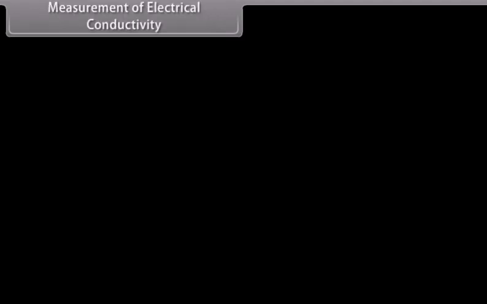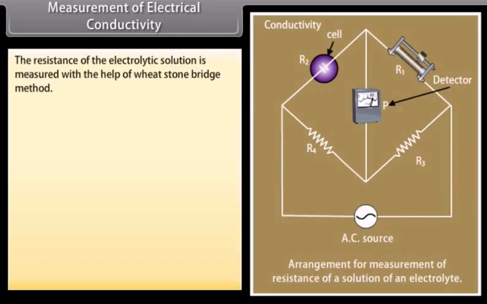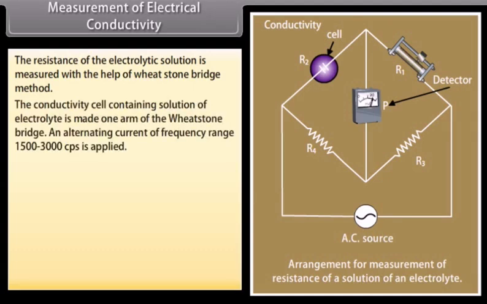Measurement of electrical conductivity. The resistance of the electrolytic solution is measured with the help of the Wheatstone bridge method. The conductivity cell containing the solution of electrolyte is made one arm of the Wheatstone bridge. An alternating current of frequency range 1500 to 3000 cycles per second is applied. Direct current is not used here because it causes electrolysis and results in a change in concentration of the electrolytic solution near the electrodes, resulting in polarization effects.